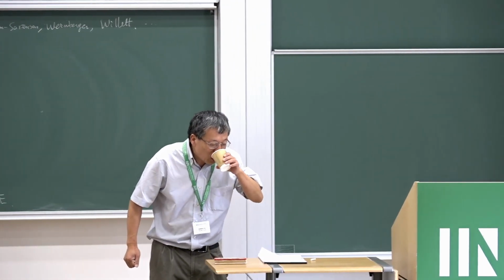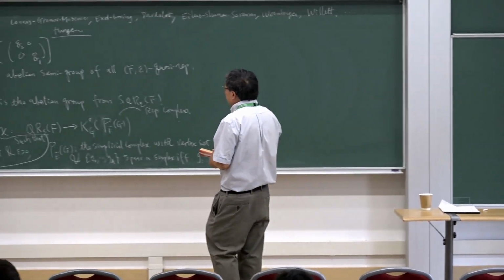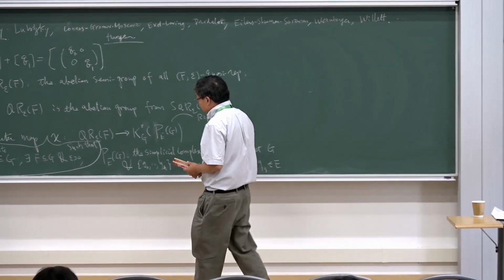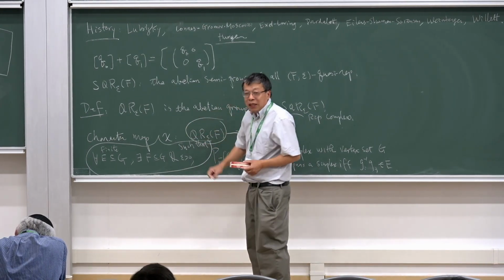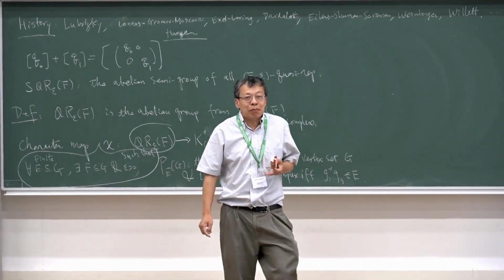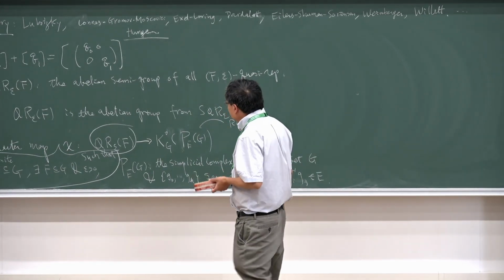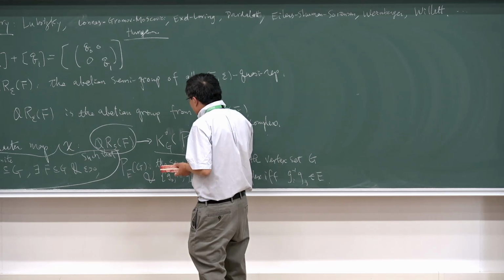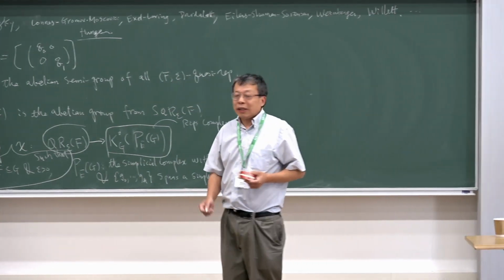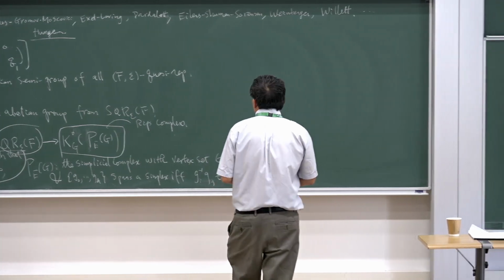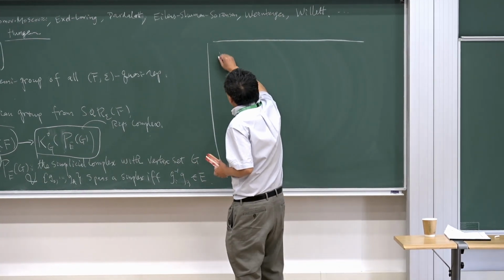Okay, so what are we doing here? We define this character map. This abelian group of all quasi-representations is a mysterious object we try to understand. But K-theory is very well understood in many ways. And so for example, there is this theory of Baum and Connes.